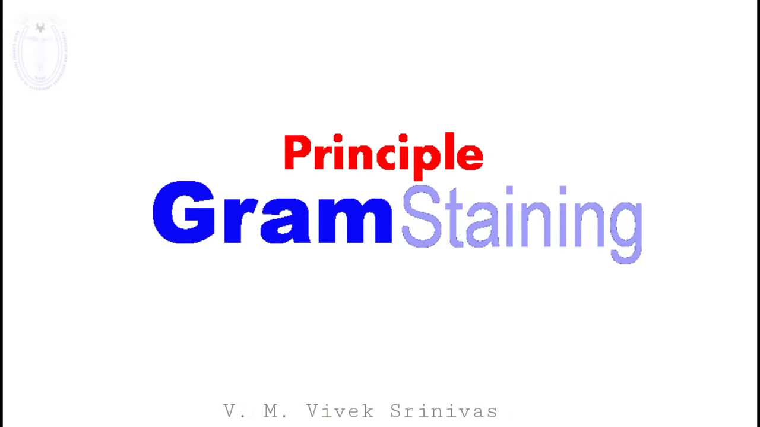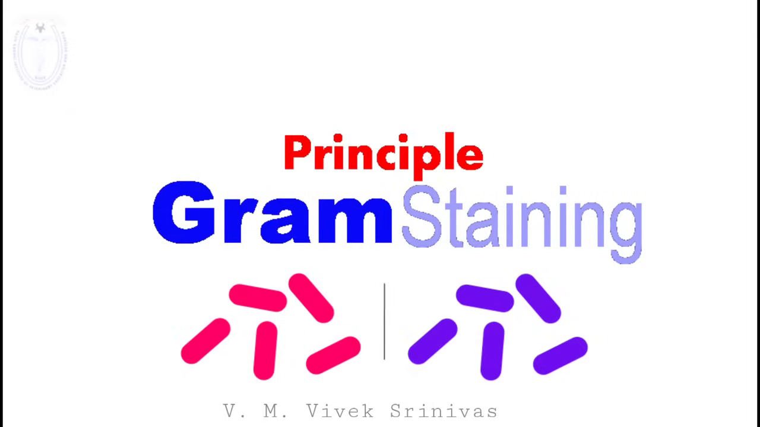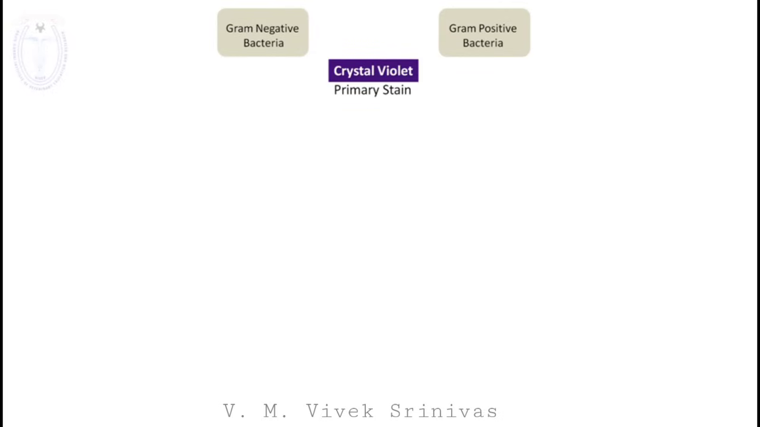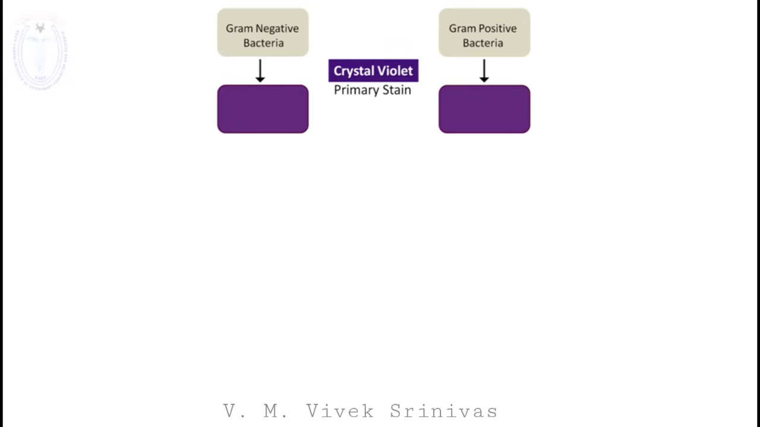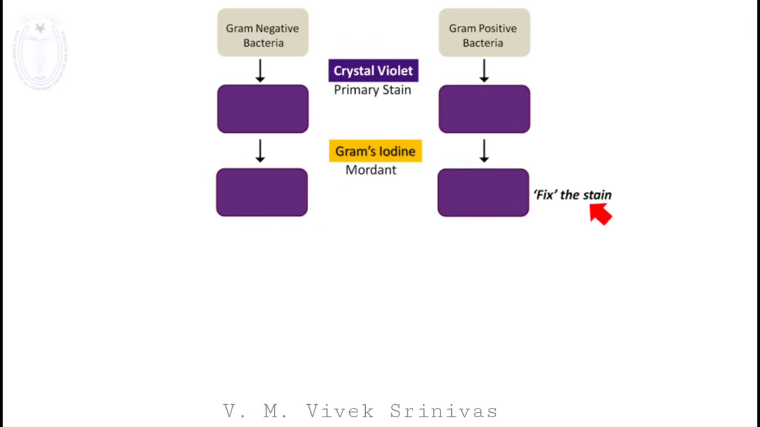Coming to the principle behind the Gram staining technique. This technique differentiates the bacteria based on their coloring property. Therefore, we see the coloring property of these two bacteria in parallel. Once the bacteria are treated with crystal violet, which is a primary stain, it gives a deep violet color to both the bacteria. Next, once the bacteria are treated with Gram's iodine solution, which is a mordant, it fixes the crystal violet only to the gram-positive bacteria, because they have a thick peptidoglycan layer.